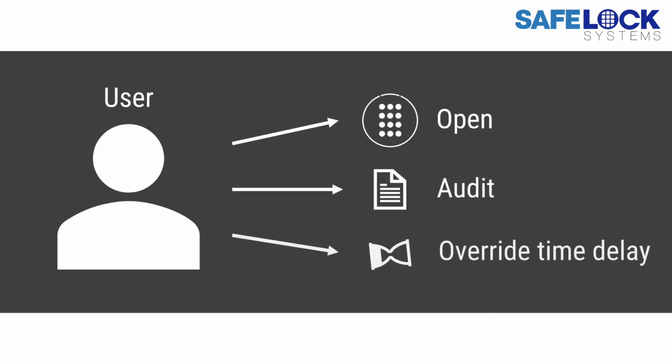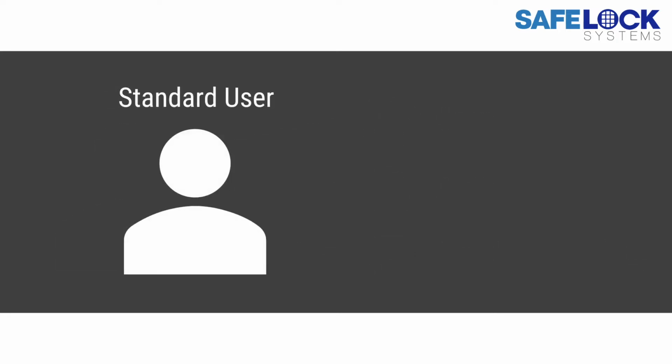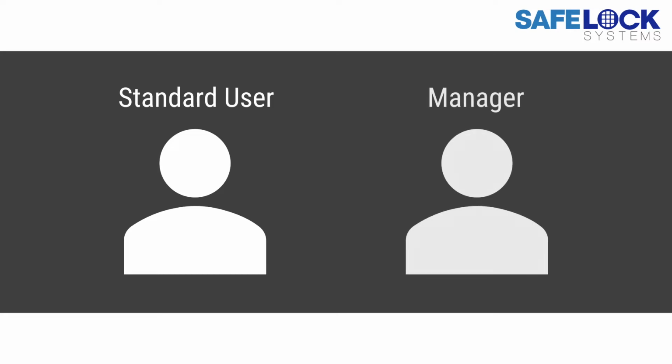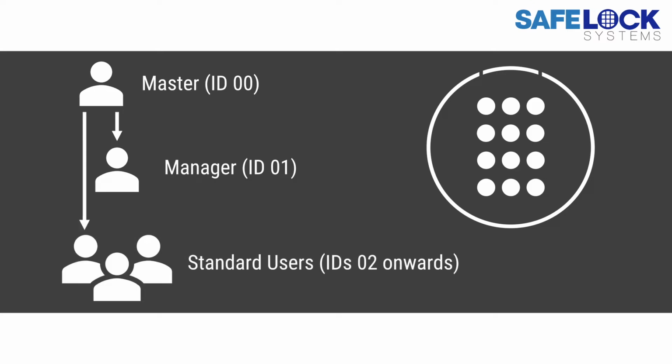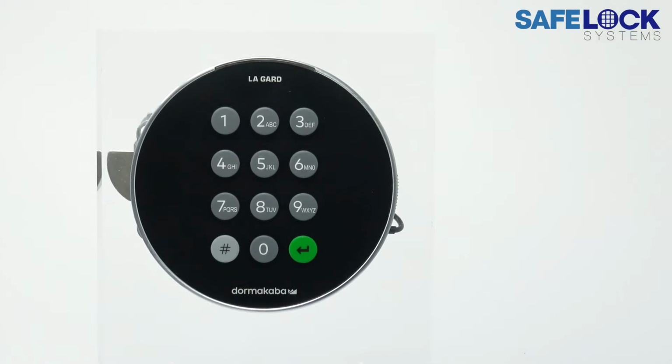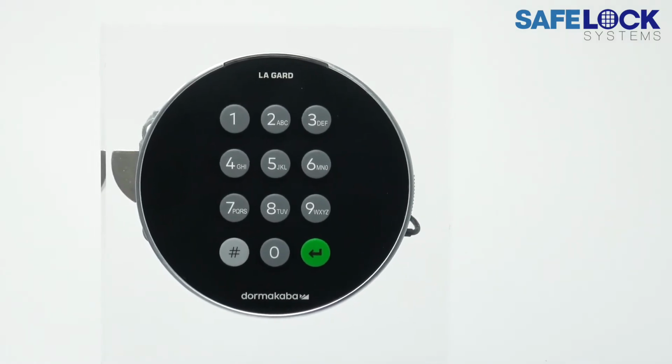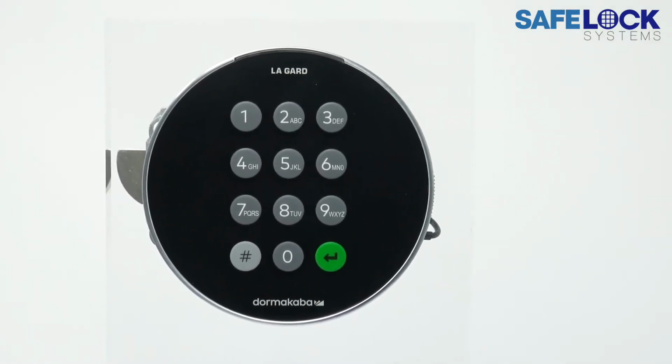When we add a user to a 700 series lock, we must also define what the user can and can't do, and whether the user is to be a standard user who would just open the lock, or a manager who has other permissions. The process is slightly different depending on whether the master code or manager code is used. The master can add a manager and standard users, whilst the manager can only add standard users. Once the code has been added, it must be changed before it can be used, and so a default code could be used initially.